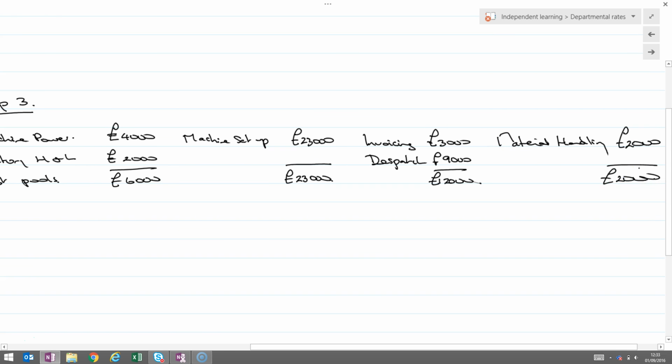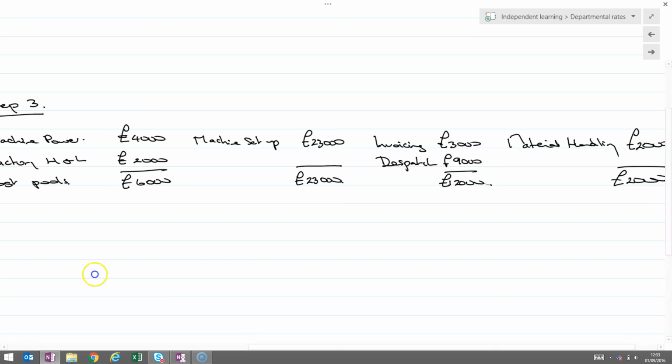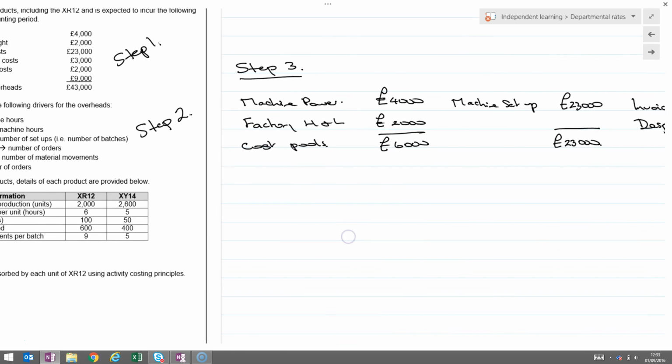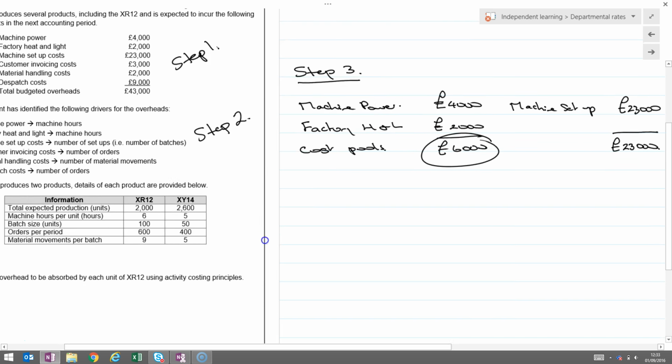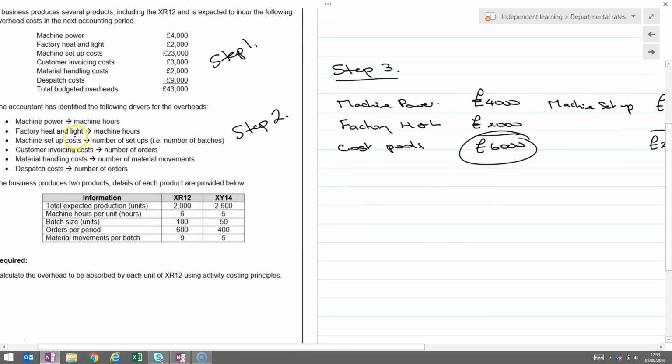So there's step 3. We have our cost pools. So step 4 is to determine the cost driver rate, using the cost drivers and the overheads for each of the cost pools. So our first cost pool is this £6,000, machine power, factory heat and light. The driver was machine hours.